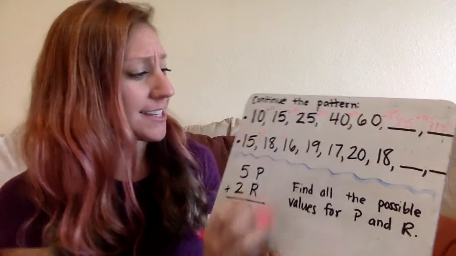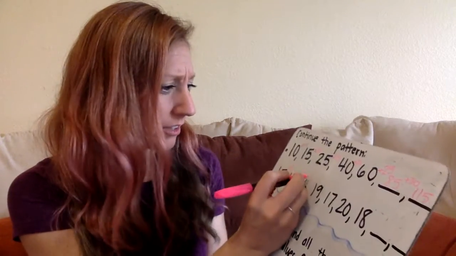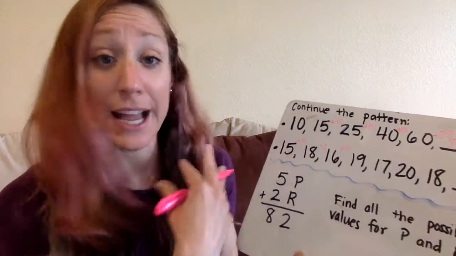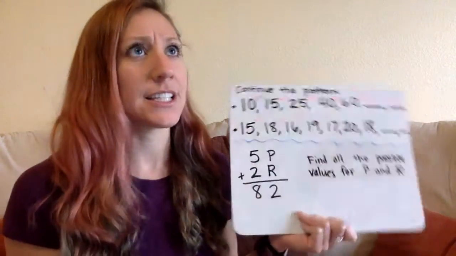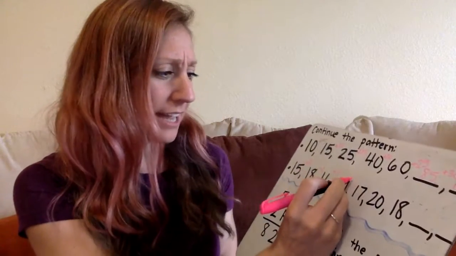Okay, 16 to 19. We're going up 3. Oh, wait, we already went up 3. So up 3, back 2, plus 3, minus 2, plus 3, 19 to 17. 19, 18, 17. We're going down 2 again.